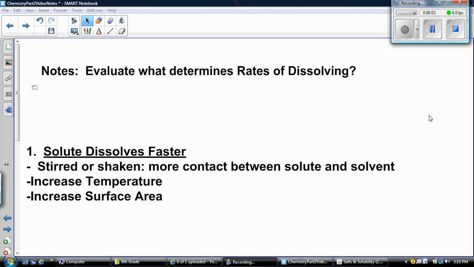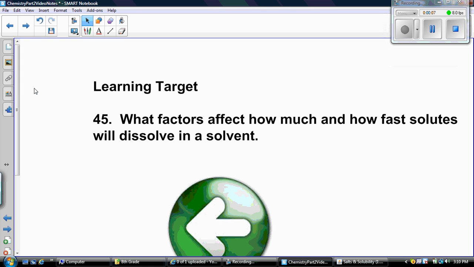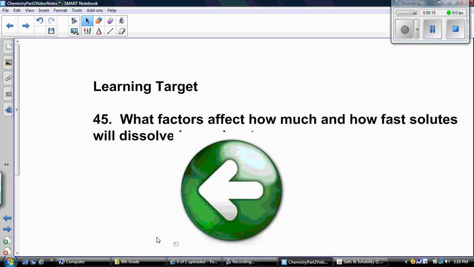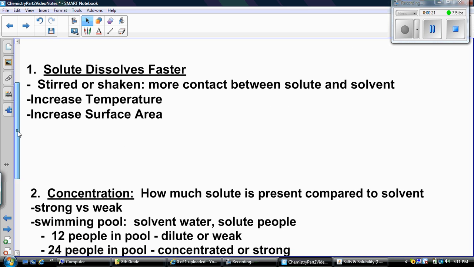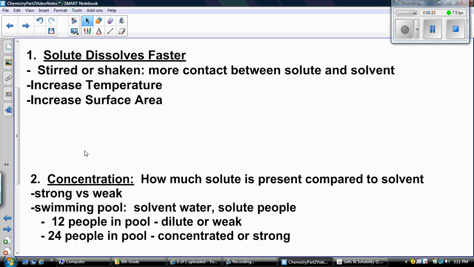Okay, so now we're going to learn about what determines the rate of dissolving. So target 45, what factors affect how much and how fast solutes will dissolve in a solvent? Okay, so very similar to rates of reactions, when we look at rates of dissolving, a solute will dissolve faster when it's stirred or shaken, because there's going to be more contact between the solute and the solvent.